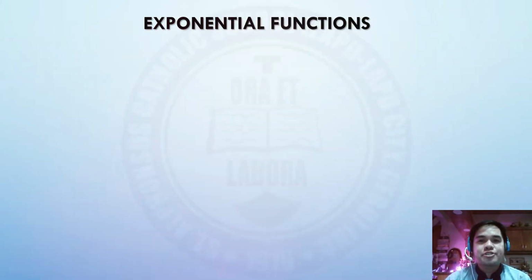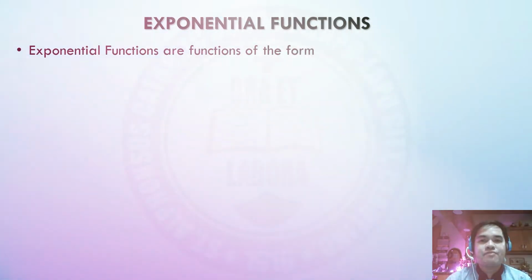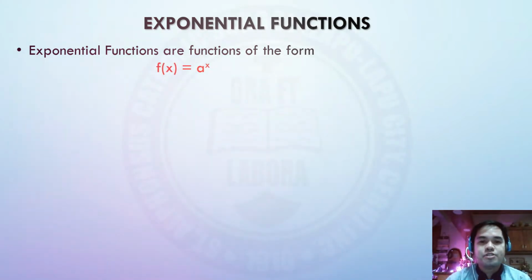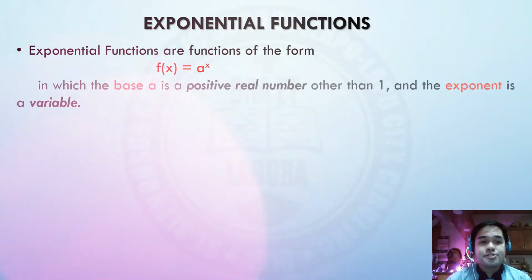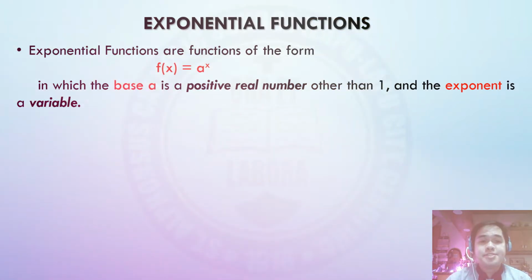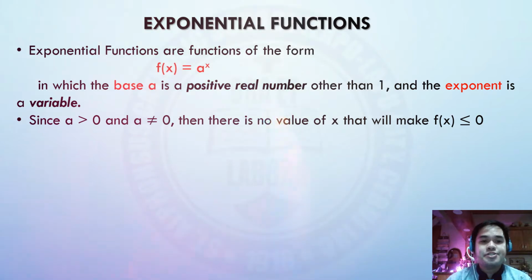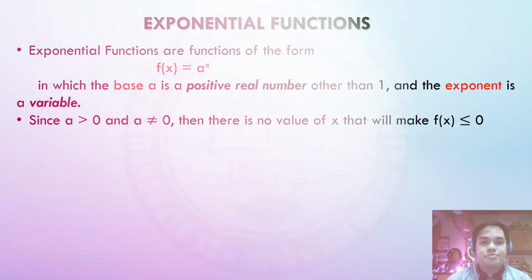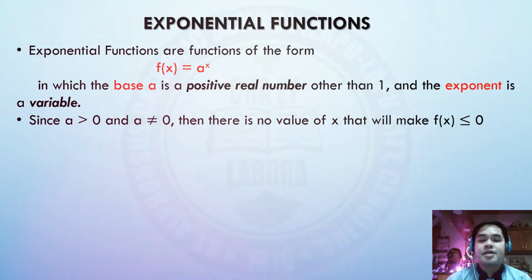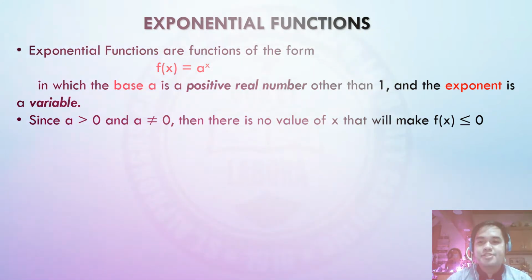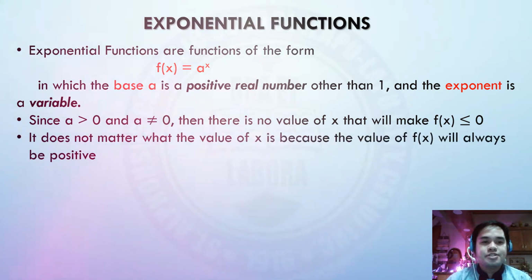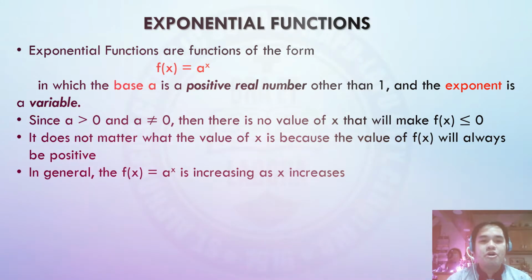When we say exponential functions, they are functions of the form f of x is equal to a raised to x, in which the base a is a positive real number other than 1 and the exponent is a variable. Since a is greater than 0 and a is not equal to 1, there is no value of x that will make the function less than or equal to 0. It doesn't matter what the value of x is, because the value of f of x will always be positive.